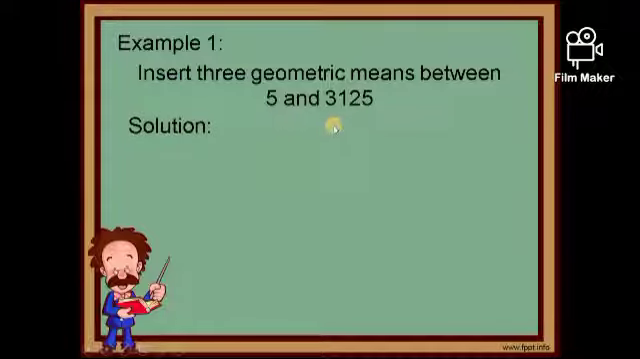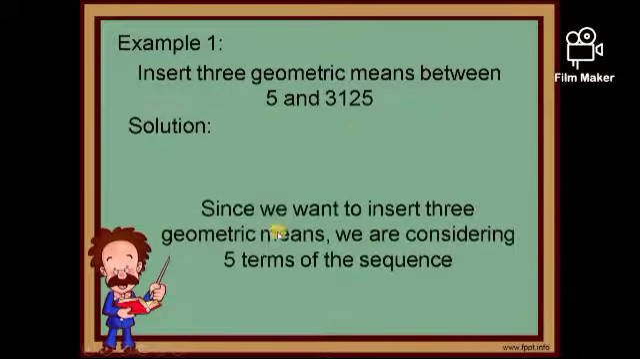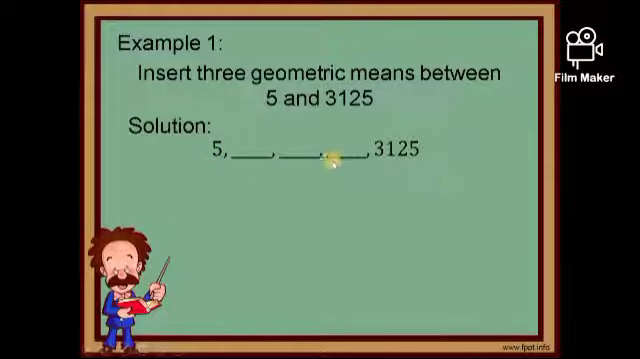Now, how many terms are to be considered if this is the given? If we want to insert three geometric means, we are considering 5 terms of the sequence. Let's see why. 5, the first, 3 spaces, and the last one. Therefore, we're considering 1, 2, 3, 4, 5 terms. Now, to fill the gaps, again, this is a geometric sequence because we need to insert geometric means.